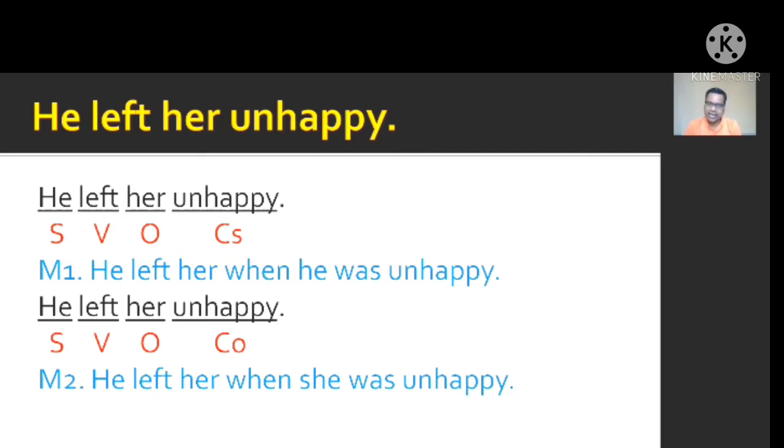So who is being unhappy? Her, that is the object, is being unhappy. Then the meaning will be, he left her when she was unhappy. So this is how the moment you change the stance of the complement, one time in the case of subject, another time in the case of object, automatically it will affect the meaning of the sentence.